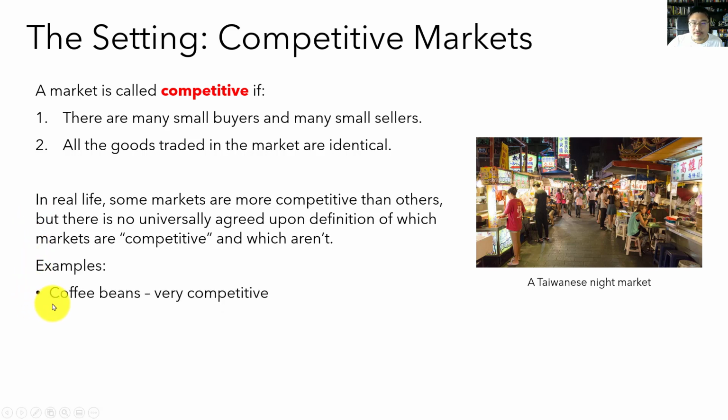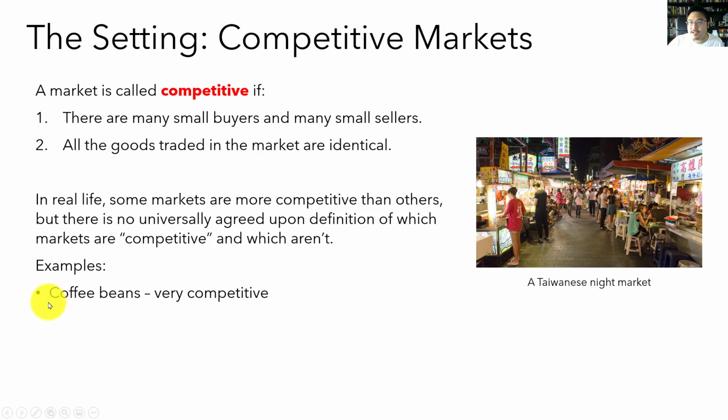The global market for coffee beans is going to be pretty competitive, because there are lots of small buyers: small coffee shops, grocery stores, individuals. And there are a lot of small sellers too, so there are a lot of small coffee farms in the world. And coffee beans, although coffee snobs might disagree, for the most part are pretty similar to each other, pretty interchangeable. So the assumption of all goods traded being identical is a fairly decent assumption. For markets like corn or soybeans, it would probably be even more true.